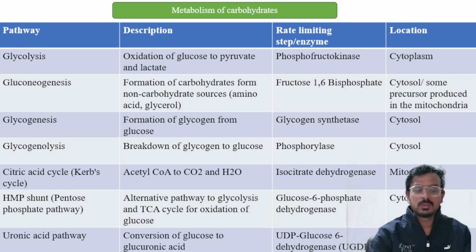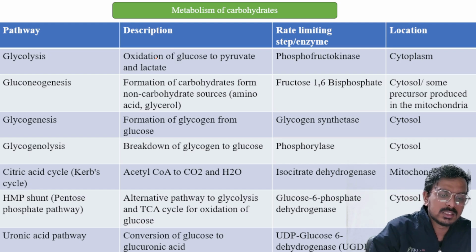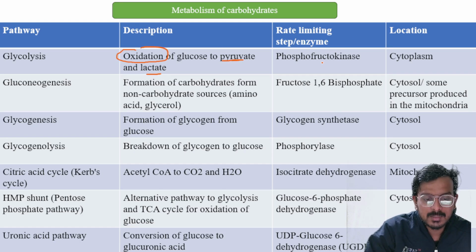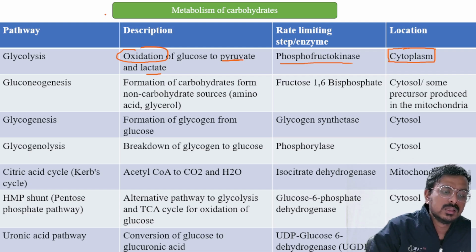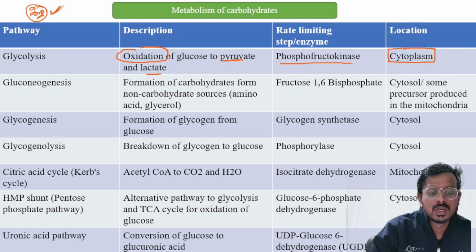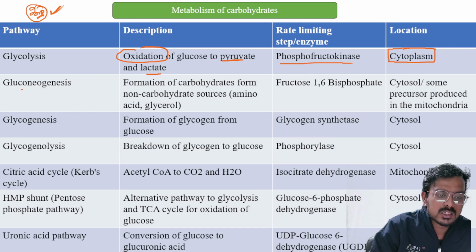The first and most important process is glycolysis. This is basically the oxidation of glucose into pyruvate and lactate. The rate limiting enzyme is phosphofructokinase and the location is the cell cytoplasm. This table is very important from GPAT and NIPER point of view. Very important video. Next is gluconeogenesis.